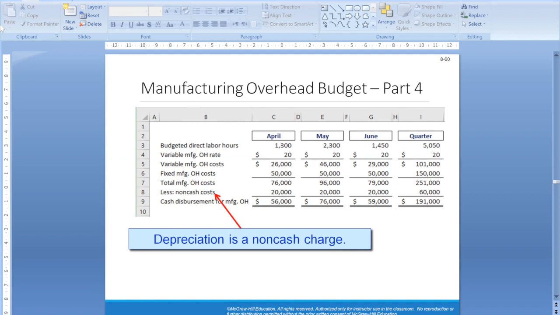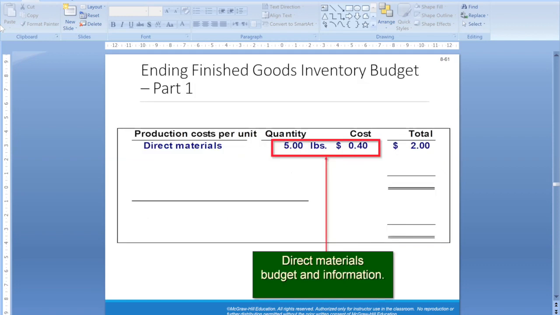Similarly, for May, we have 2,300 times 20, which is 46. The 50 is constant, as the fixed manufacturing overhead cost is fixed, so 50 will be added. The total is 96, minus non-cash 20, which is also constant, gives 76. So the question for the manufacturing overhead budget here is: what is the cost to be paid for the manufacturing overhead?